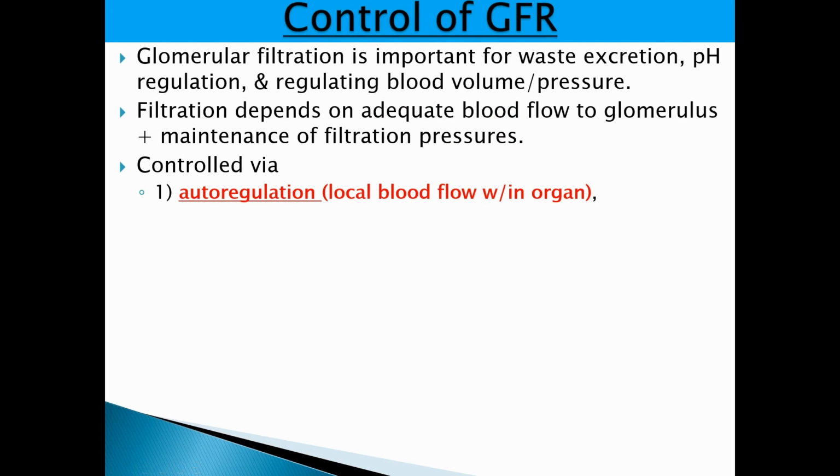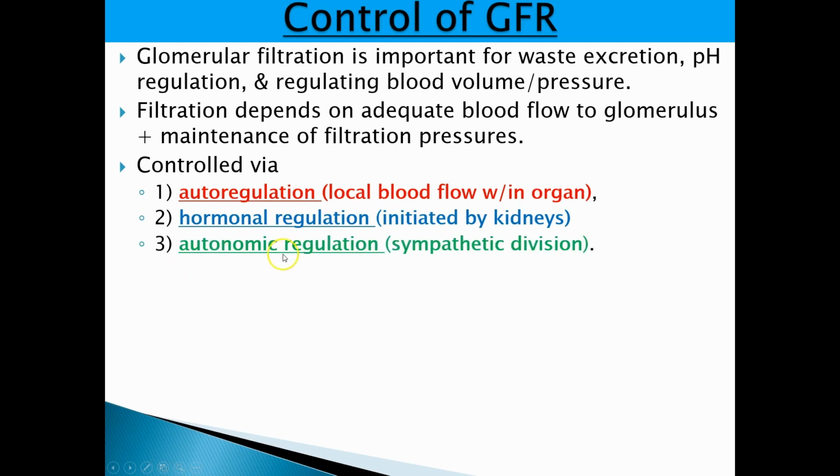What do you think's next? What other things have we talked about that regulate the body? Well, of course, we have hormone regulation, and we have nervous system regulation or autonomic regulation, i.e. the sympathetic division. It's the same exact thing that we just went through with the respiratory system. It's the same thing that we went through with the cardiovascular. We always have methods of regulating blood flow. We have hormonal regulations, and then we have neural mechanisms. So we're still dealing with the same things.